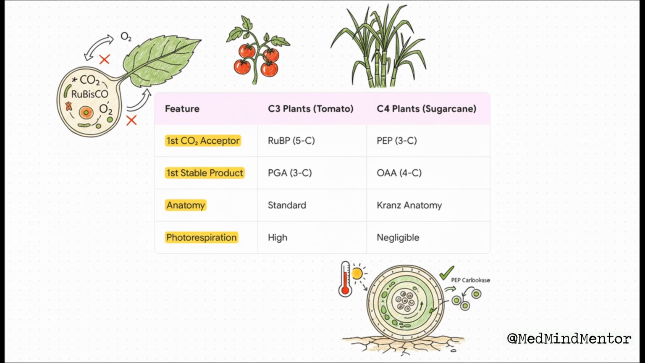C3 plants, like tomatoes, use an enzyme called rubisco, but sometimes it can be pretty inefficient and lead to this wasteful process called photorespiration. C4 plants, like sugarcane, have a secret weapon. They use a different enzyme first and have a special Kranz anatomy that concentrates CO2, making them way more efficient, especially in hot, dry climates.